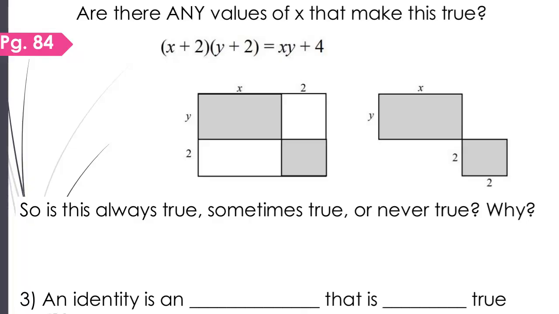So on page 84, we have an area model. We have an area model beside it. Are there any values of x that would make that equation true, that quantity x plus 2 times quantity y plus 2 equals xy plus 4? Xy plus 4. Are there any values of x that make that equation true?